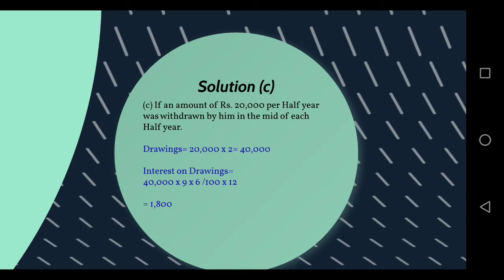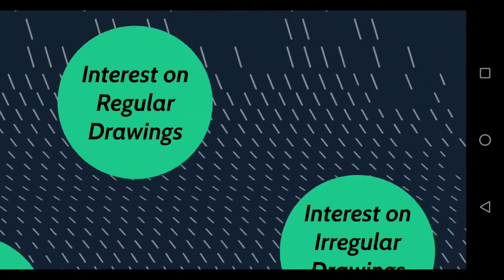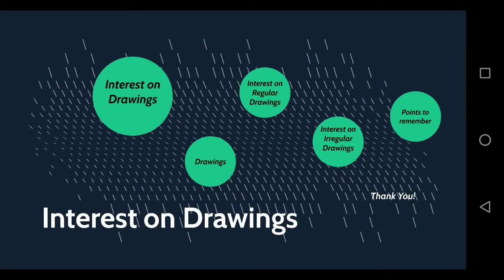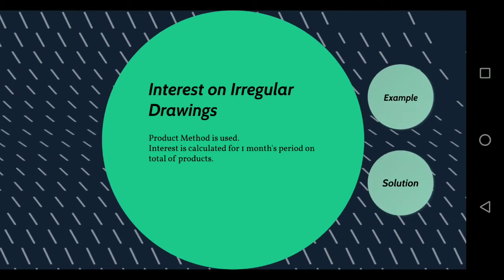On this 40,000 we will calculate interest for 9% and for a period of 6 months. So 9 by 100 and 6 by 12. The amount comes to rupees 1800. So whenever there is case of regular drawings, we have to use average period method. Second is irregular drawings. Interest on irregular drawings, when we calculate, we have to use product method.